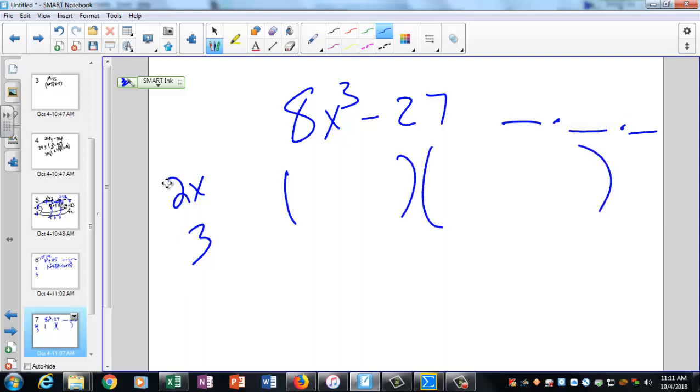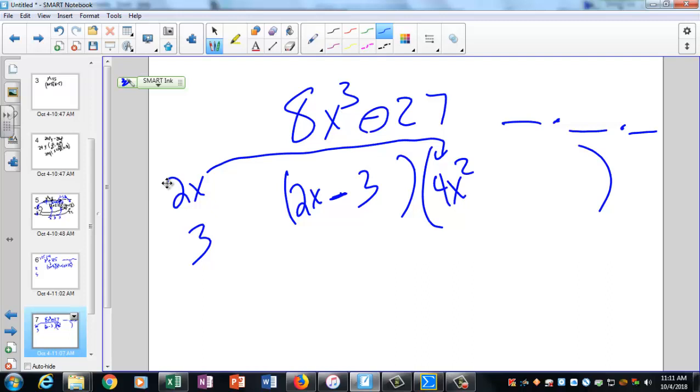Small, big. Here we go. This sign here is minus. What are we going to use? 2x minus 3. Now, 2x times 2x goes here. 2x times 2x is 4x squared. Again, all you have to do to check that is say, 2x times this has got to give you 8x cubed. Some people choose to do it that way. 2x times what gives me 8x cubed? And put it right there.